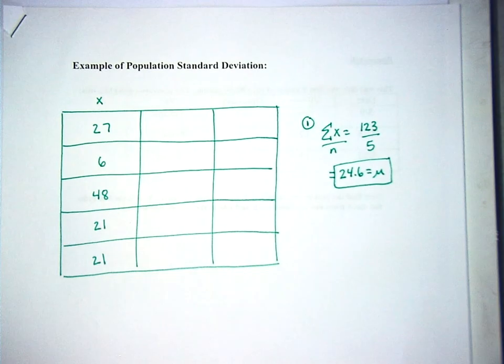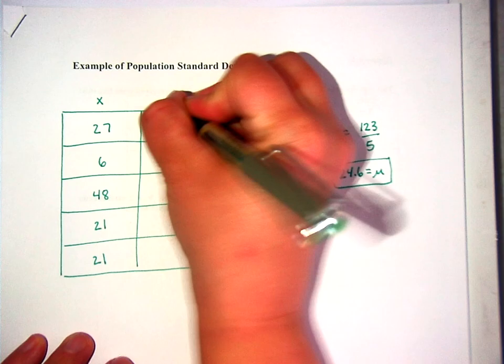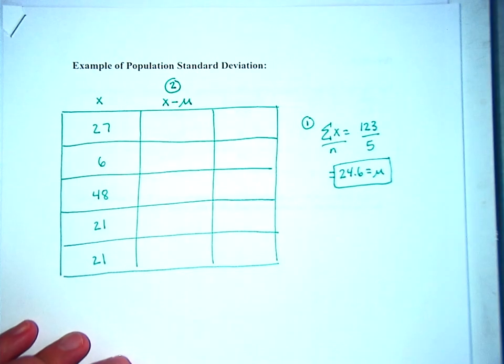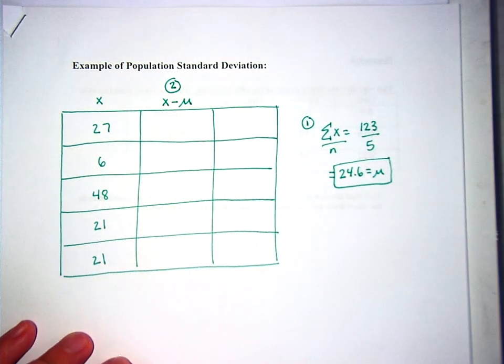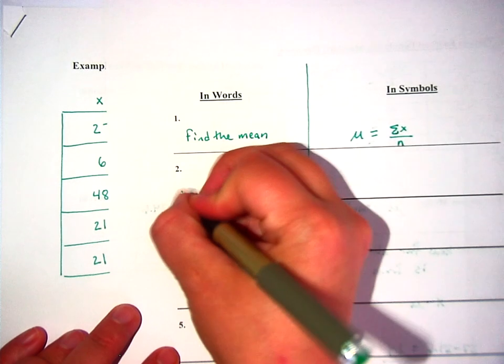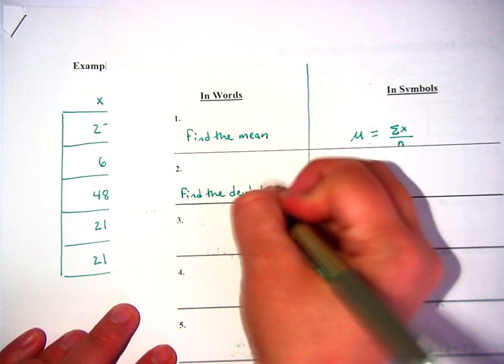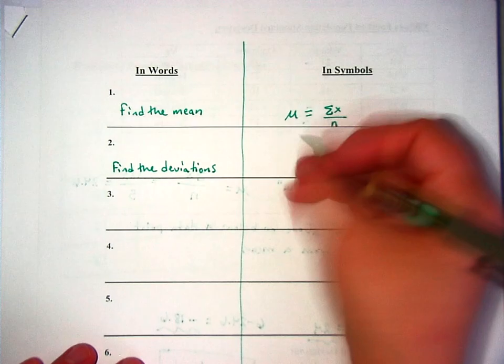Okay, now what do you think we need to do so that we can find the average deviation? Subtract them all from the mean. Yes, so all the deviations. So that's x minus mu. So this is going to be my second step, all of my deviations. I'm going to go back to my in words. I'm going to write find the deviations. And the formula for finding the deviations is x minus mu.